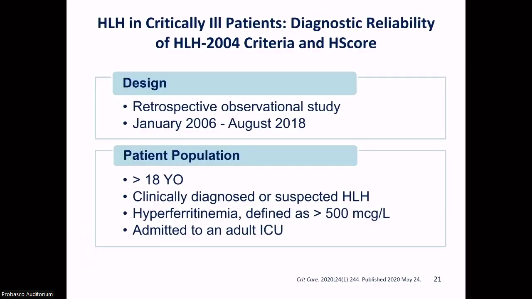So if you're like me, you probably think that these scoring criteria aren't really going to help you diagnose your patient. The first study that I'm going to be presenting today was published in 2020 in Critical Care, and it looks at the diagnostic reliability of both the HLH 2004 score and the H-score. It was a retrospective observational study conducted over 2006 to 2018 that included adult ICU patients with clinically diagnosed or suspected HLH. One unique thing is that they dictated that the patients had to have some degree of hyperferritinemia, but if we remember, that was not required for diagnosis based on either of those scores.